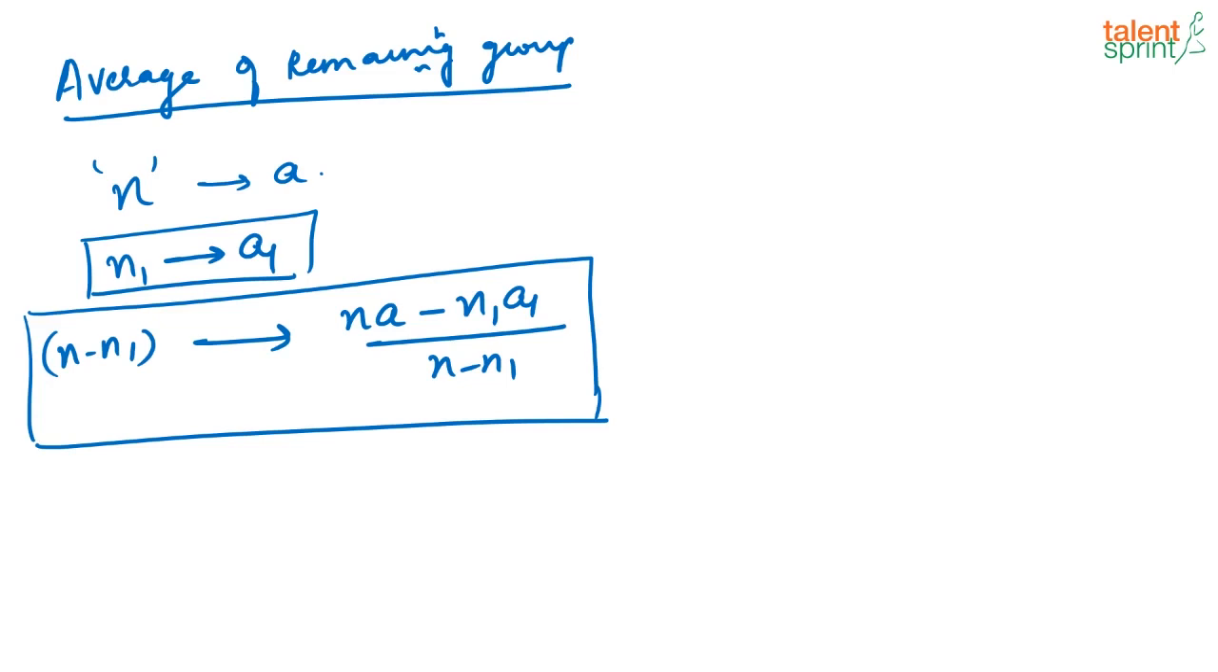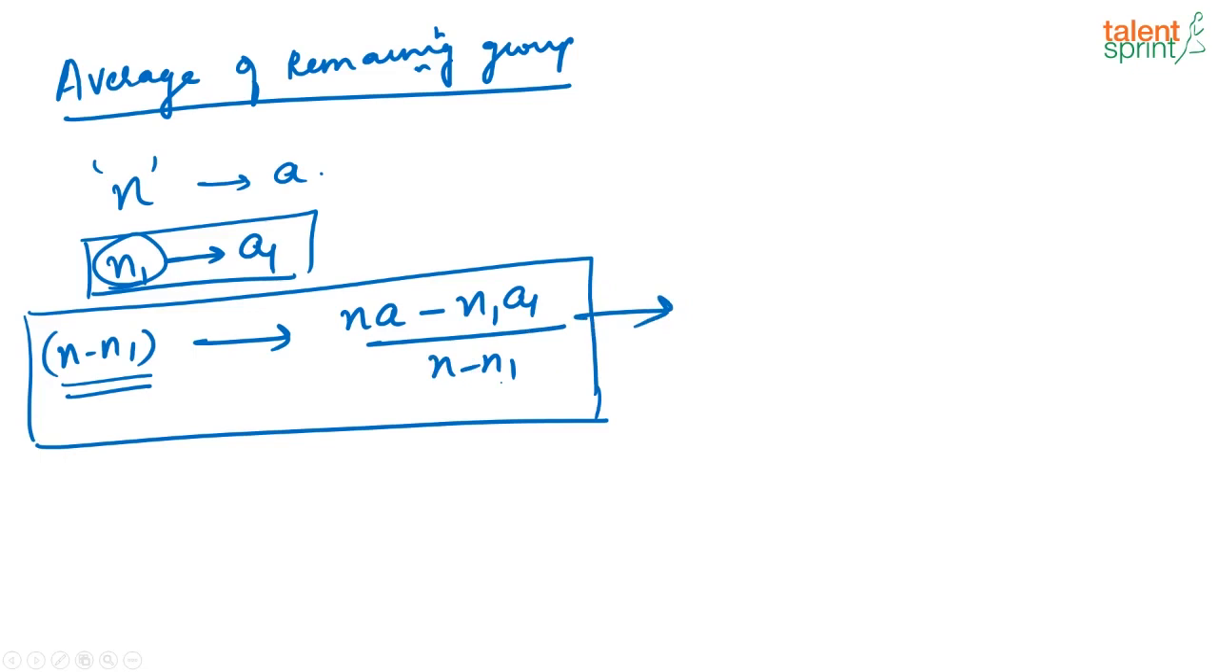So for questions of this sort, you can make use of this formula, right? So what does this formula mean? Basically, if I have a group of n elements and their average is A, and the average of a group of n1 elements out of this n elements is A1, then the average of the remaining n minus n1 elements, that is, if I exclude this n1 elements from the group, the remaining set will have an average of nA minus n1 A1 by n minus n1.